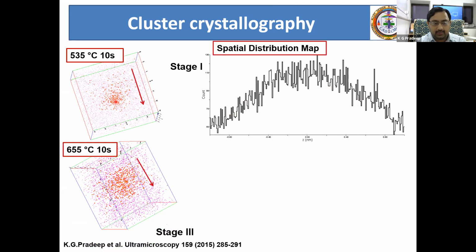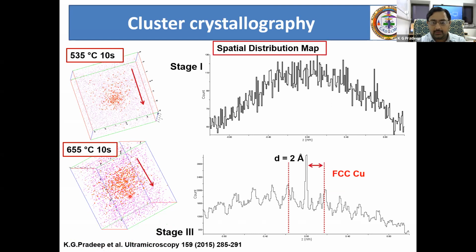But in stage 3, at a slightly coarsened state, you can now do the same analysis, and then you can see a periodicity of atomic arrangement happening. Now you will be able to discern that there is an interplanar spacing of 2 angstrom between each layer, and then you can say this could be an FCC copper cluster with 3.6 angstrom.